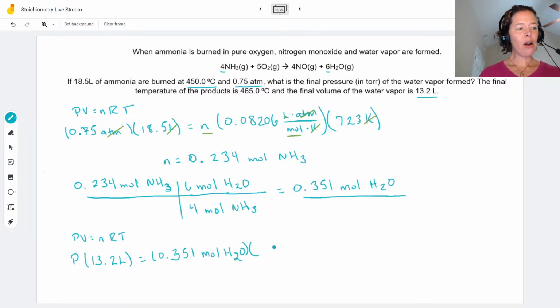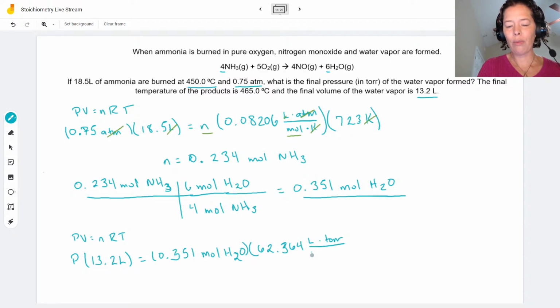Now for my R, again, I want to choose what's appropriate here. I have volume in liters. Of course, since I have moles, I'm going to change temperature into Kelvin. But the problem did ask for the final pressure in torr. So I am going to use an R that is going to give me a pressure in torr, and that is, again, 62.364 liter torr over mole K.